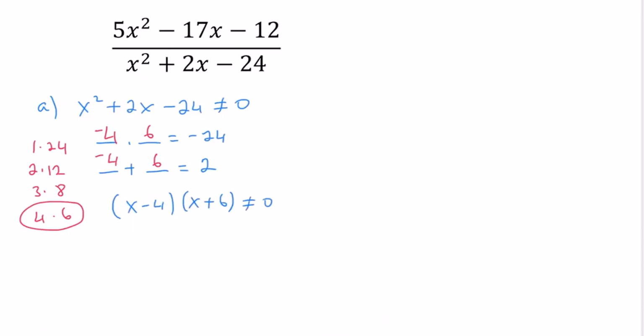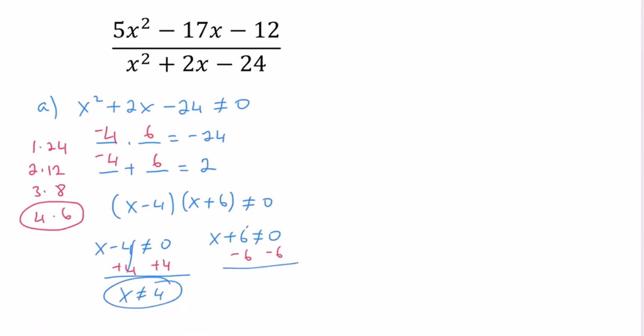Set each group not equal to 0 and solve. So x minus 4 not equal to 0, x plus 6 not equal to 0. So for the first one, add 4 over, and we have x not equal to 4. The second one, minus 6 over, so x cannot equal negative 6.